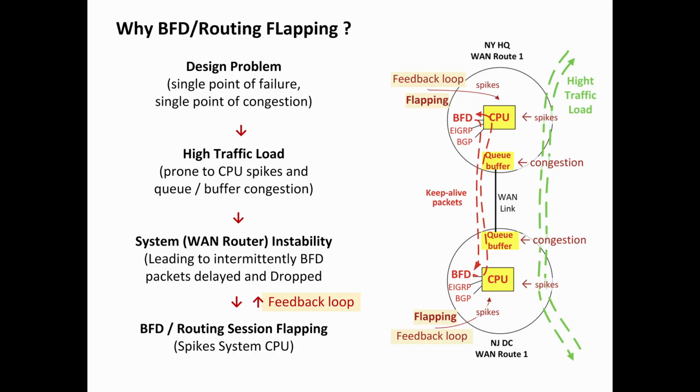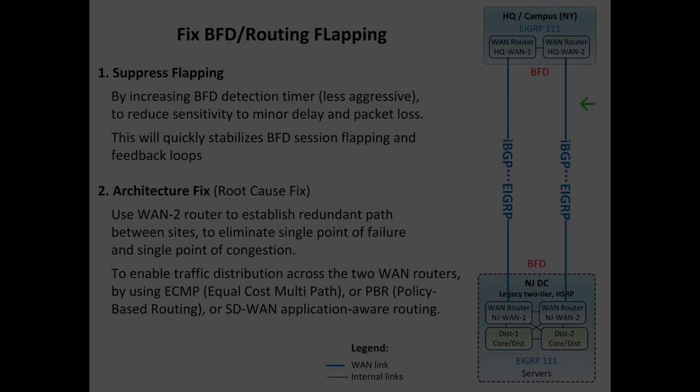And here is the critical part. That flapping makes the WAN router even more unstable, which spikes the CPU further, which drops more BFD packets, which causes even more flapping. This is a self-reinforcing feedback loop.